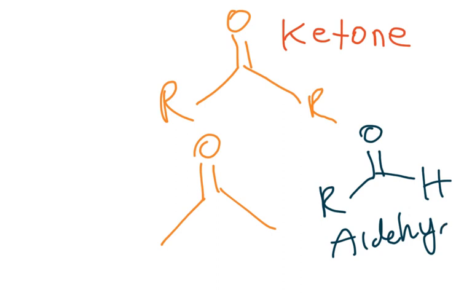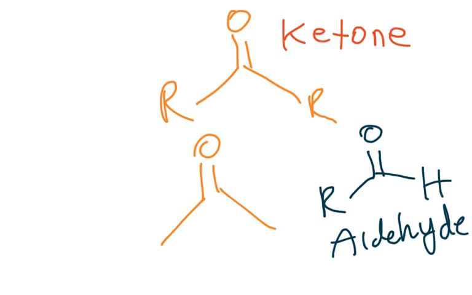So aldehydes and ketones, you can remember together. Ketones, you have two carbon chains, right, on each side. But for aldehydes, you only have a carbon chain here, and then you have a C double bond O, and a C single bond to an H.